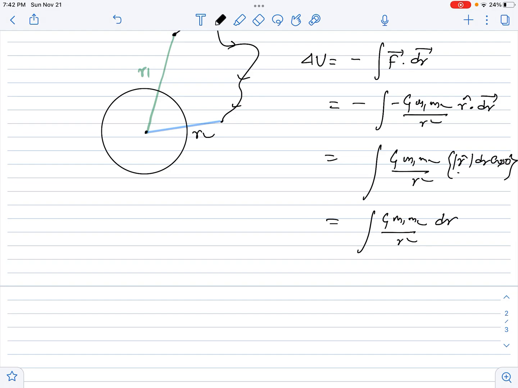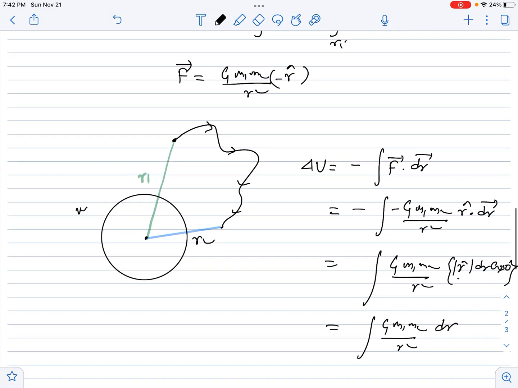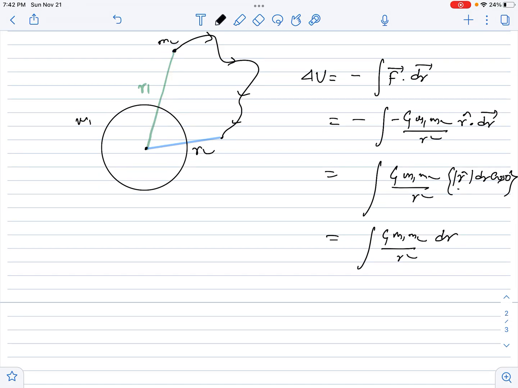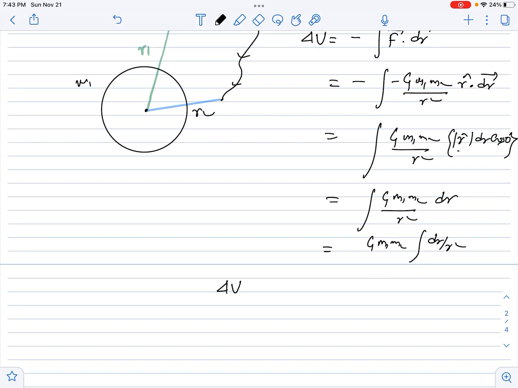Now if you integrate this term while shifting from this point to this point, where m1 is the mass of the earth and m2 is the mass of this particle, the gravitational force at this point is G m1 m2 by r square. If you take G m1 m2 out, what remains is dr by r square. So the potential energy change is equal to G m1 m2 times the integration of dr by r square. What is the value of that integration?